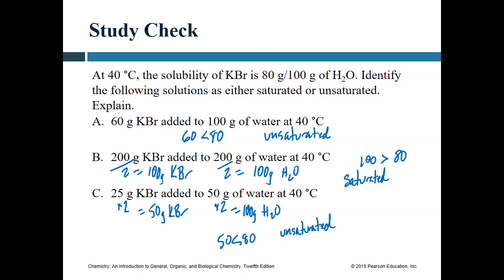But the other key attribute there is we had to know that all 3 of those temperatures were 40 degrees. Because that value for the solubility is only true at 40 degrees. Take that down to 35, take that down to 20, take that down to 10, move it up to 75, we're going to get different values each time. Solubility is incredibly temperature dependent.